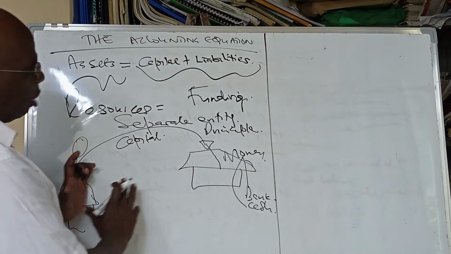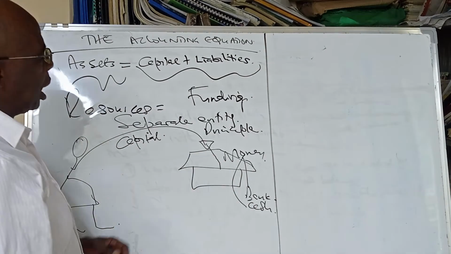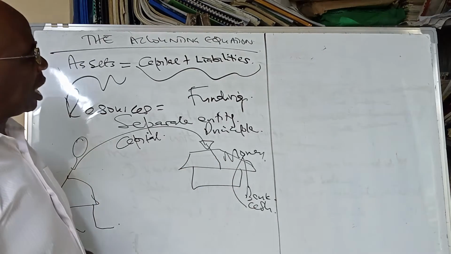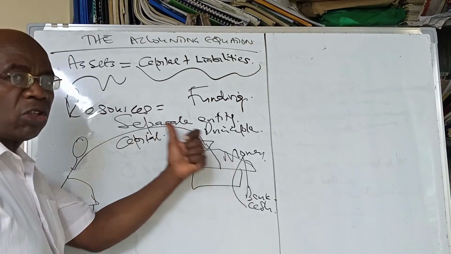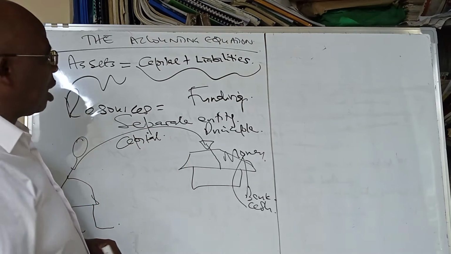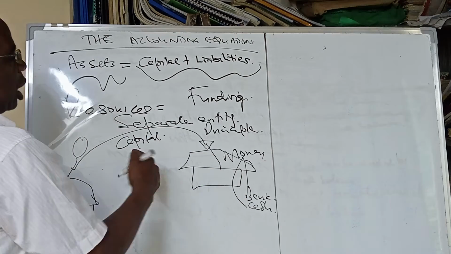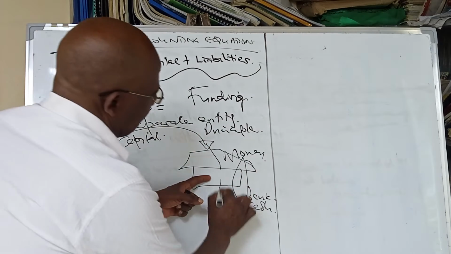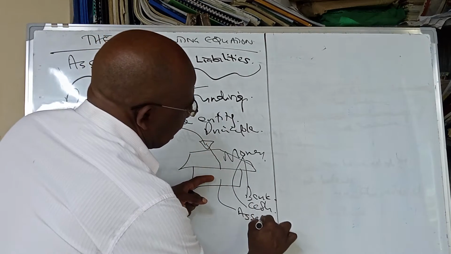So whatever amount that you bring on board becomes an asset in the farm, but the farm owes the owner. What the farm owes the owner is called capital. When it comes to the farm, it is an asset.